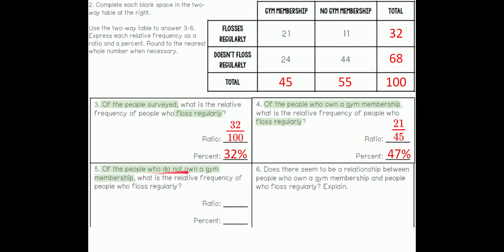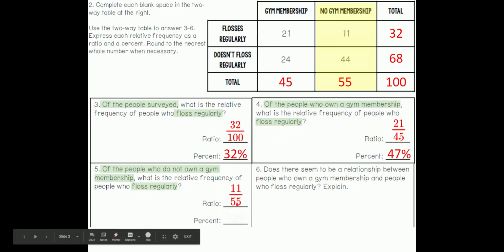Let's look at the next one. Of the people who do not own a gym membership, so who do not own a gym membership? 55 people don't own a gym membership from our survey. Of those people, what's the relative frequency of people who floss regularly? Only 11 of them do. So 11 out of the 55, which is 20% of them.